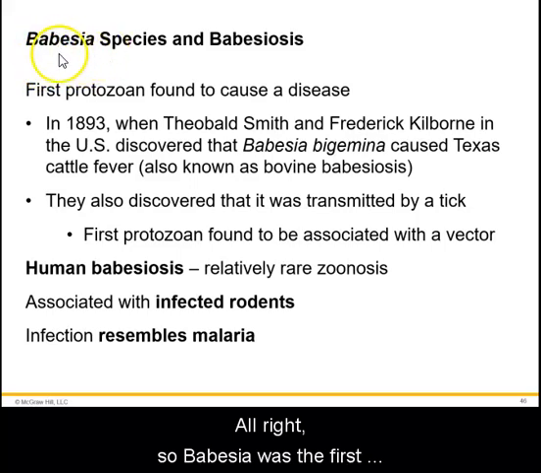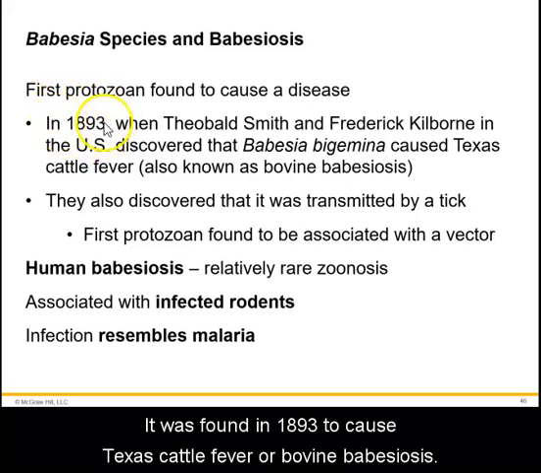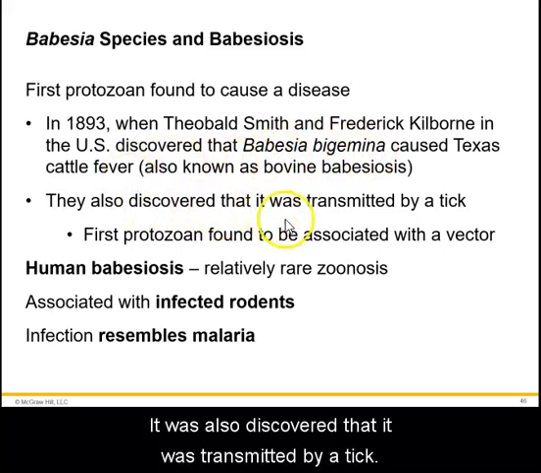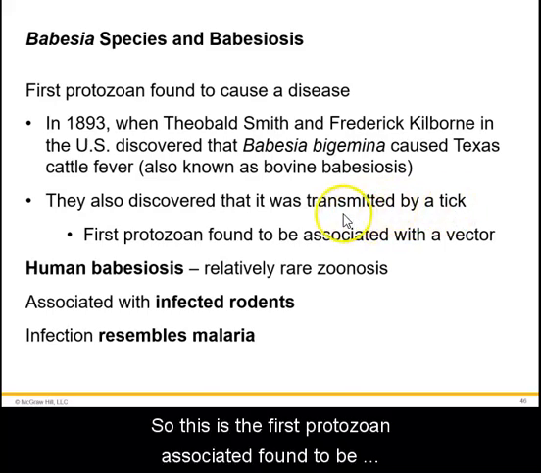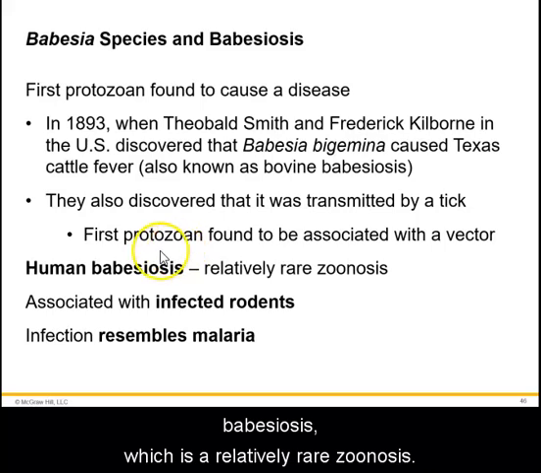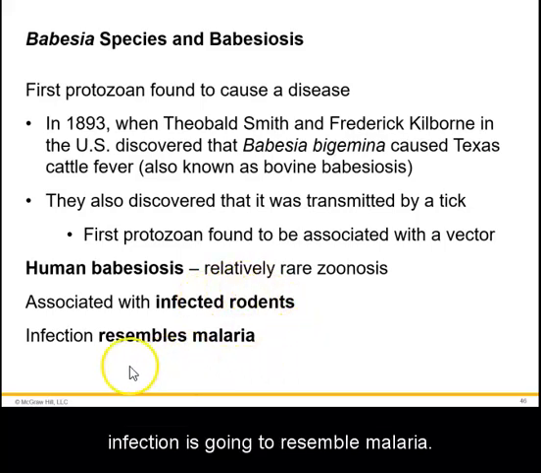All right, so Babesia was the first protozoan found to cause a disease. It was found in 1893 to cause Texas cattle fever, or bovine babesiosis. And this was caused by the species Babesia bigemina. It was also discovered that it was transmitted by a tick. So this is the first protozoan found to be associated with a vector. In us, it causes human babesiosis, which is a relatively rare zoonosis. This is associated with infected rodents, and the infection is going to resemble malaria.